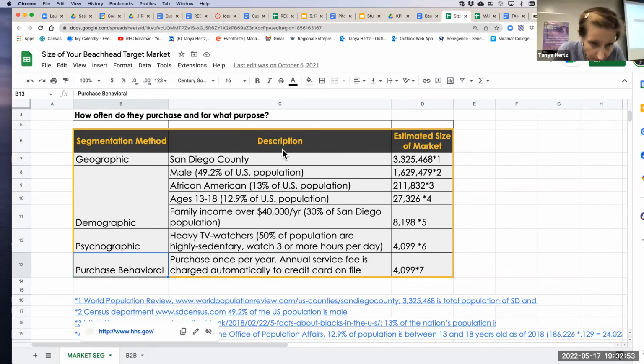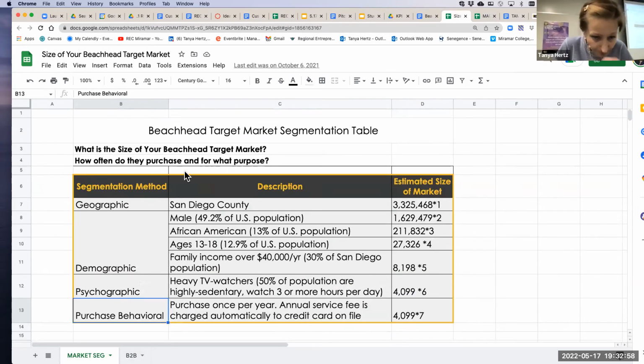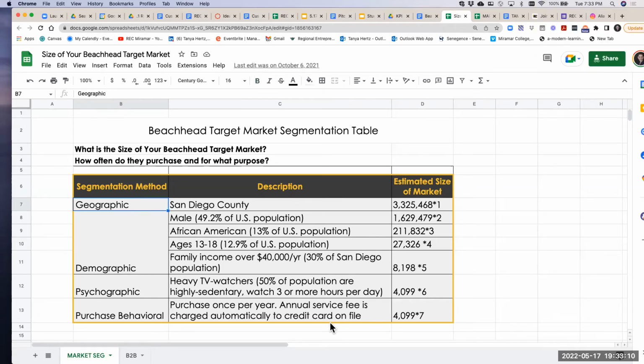So a beachhead is also basically a market segmentation table. And you'll want to segment the market geographically, demographically, psychographically, and behaviorally. So start with geographic. Now remember, this is early adopters that we're doing, so it's the area that you live in, or the area in which you work, something like this. And you can see here, I said San Diego County.